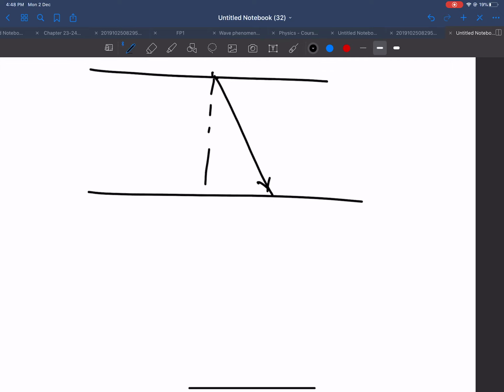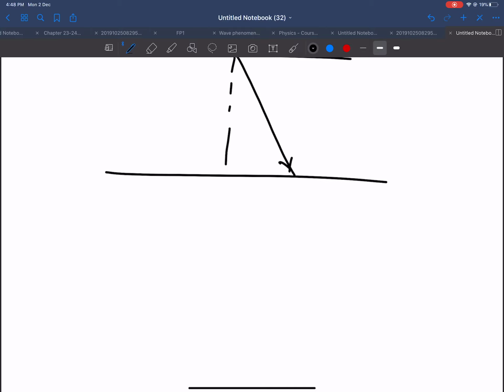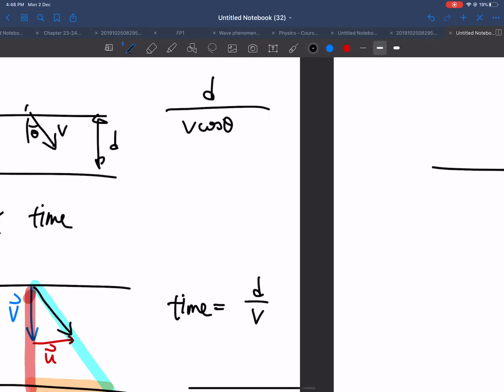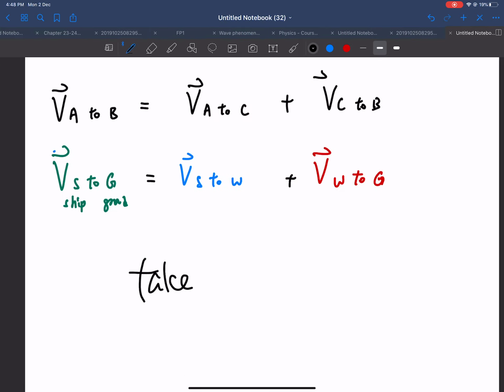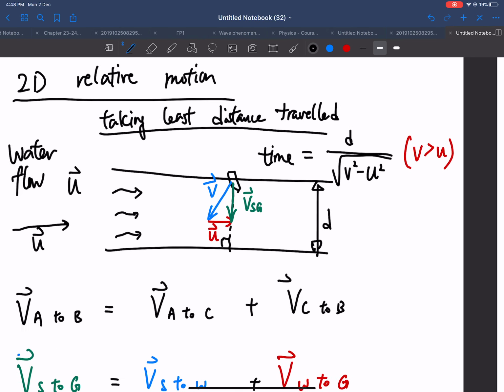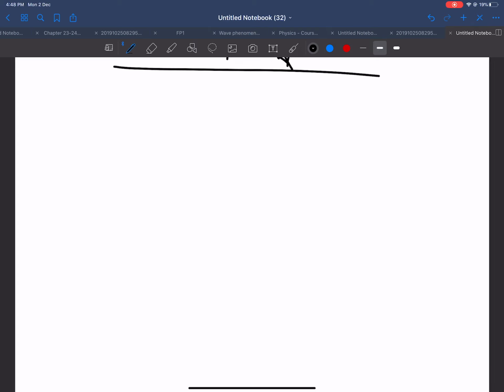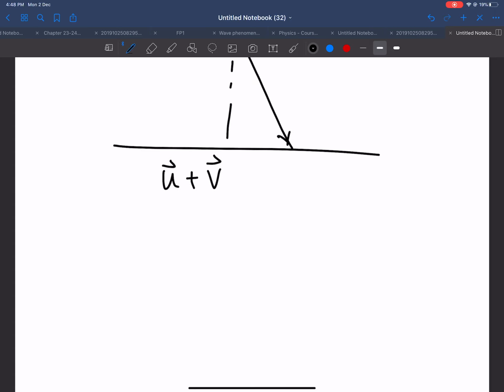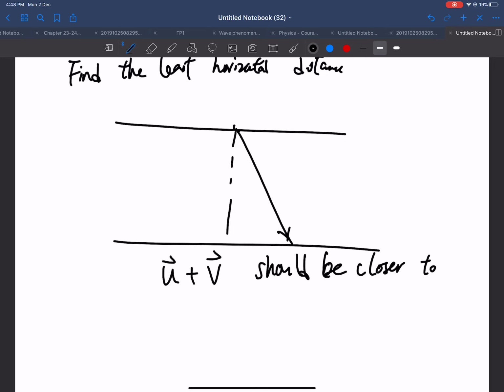How to draw the graph? First of all, we know that the resultant vector is the vector sum of the velocities u and v. So that means the vector sum of u and v should be closer to the dotted line here. That means the resultant direction should be closer to the vertical direction.